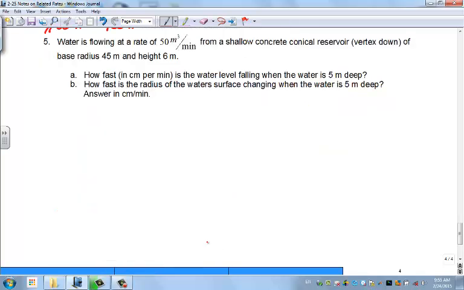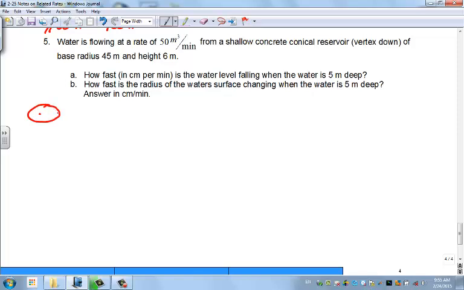Alright, so water is flowing at a rate of 50 meters cubed per minute from a shallow concrete conical reservoir, say that 3 times fast, of base radius 45 and height 6. Alright, so first thing is, you've been given the radius, you've been given the height, you need to find a relationship on this cone between the radius and the height.